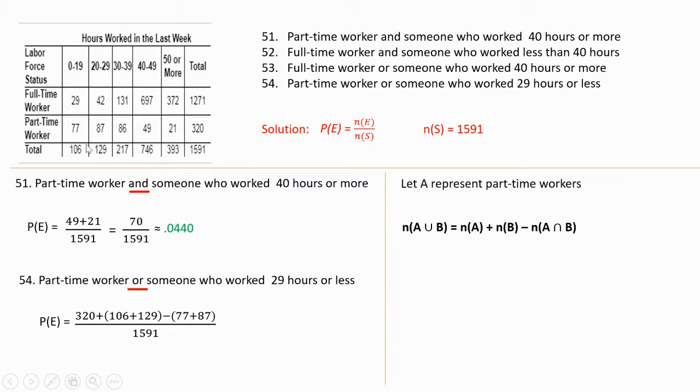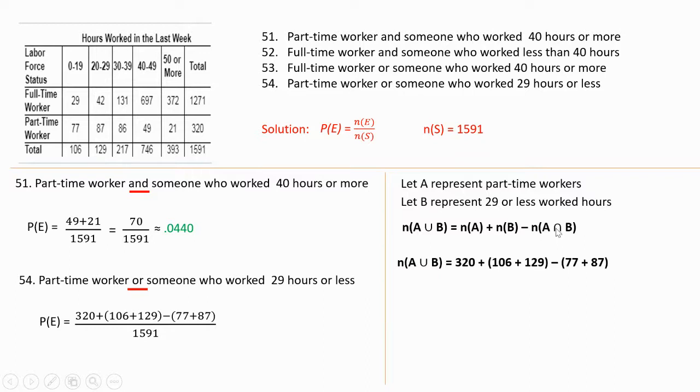So let A represent the part-time workers, right, which will be 320. And let B represent 29 hours or less. Okay, so we got 320, right, because the part-time workers are 320. The ones that work 29 hours is going to be these two here, right? This is considered 29 hours or less, which is a 106. And this is considered also 29 hours or less, which is 129. That's why we have these two, which is 106 plus 129.